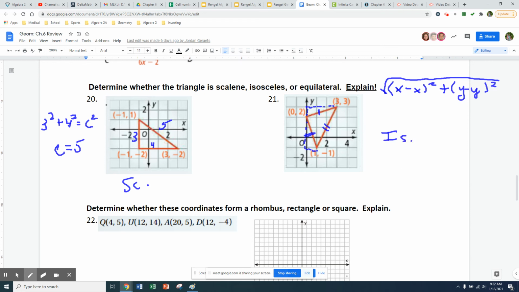So 21. You don't always have to use the distance formula. You can just check the angle of those sides, and then you could see that 2 of those sides would be congruent. The third side would be different.